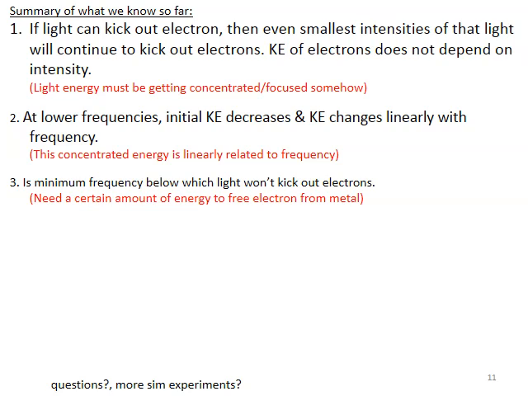Summary of what we know so far for the photoelectric effect. If light can kick out electrons, then even the smallest intensity of light will continue to kick out electrons. Kinetic energy of the electron does not depend on intensity. Light energy must be getting concentrated or focused somehow. At lower frequencies, initial kinetic energies decrease, and kinetic energies change linearly with frequency. This concentrated energy is linearly related to frequency, is basically what we mean there. And there is a minimum frequency below which light won't kick out electrons. You need a certain amount of energy to free electrons from the metal.